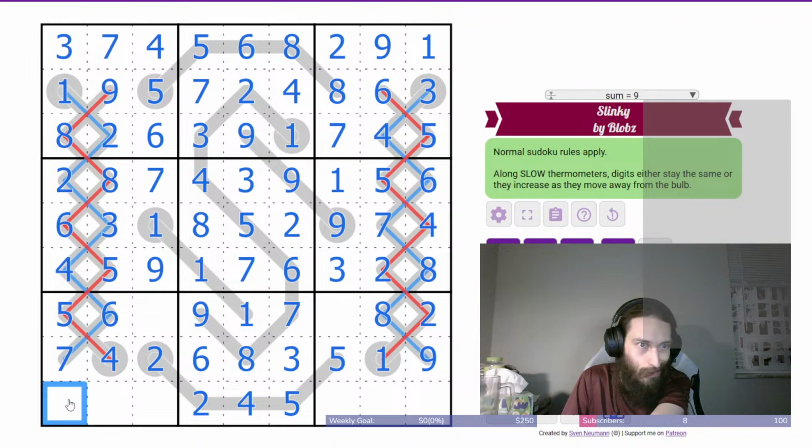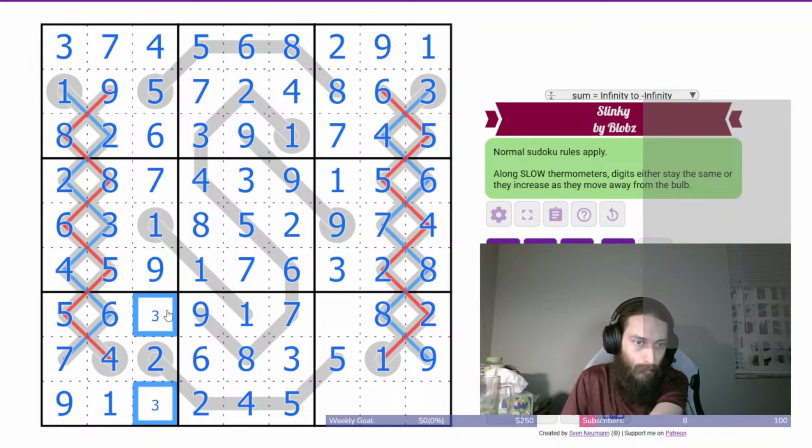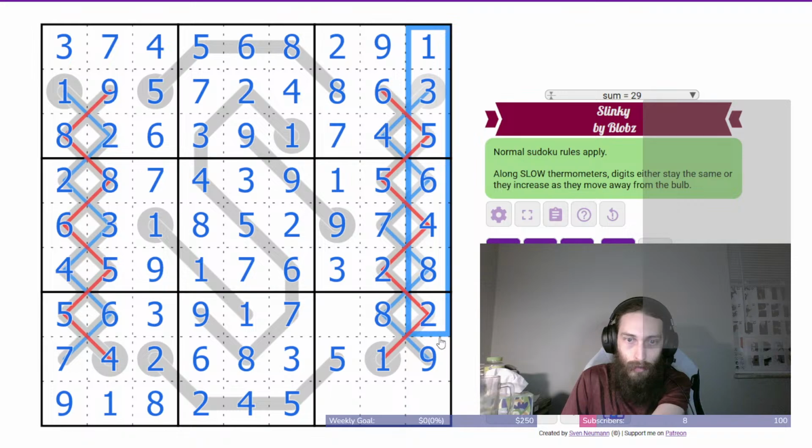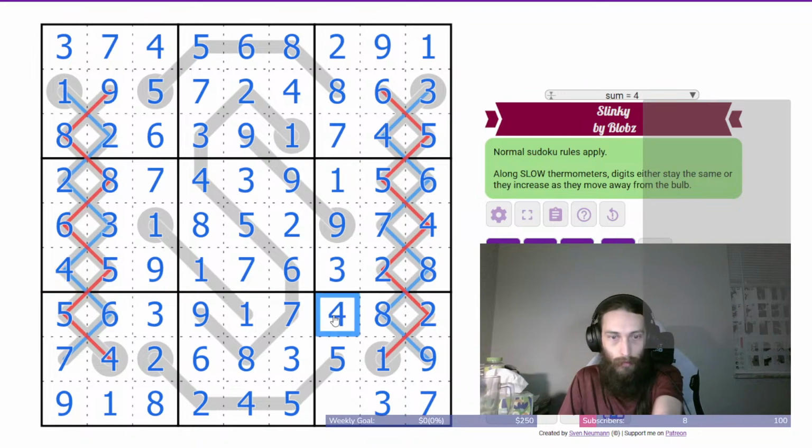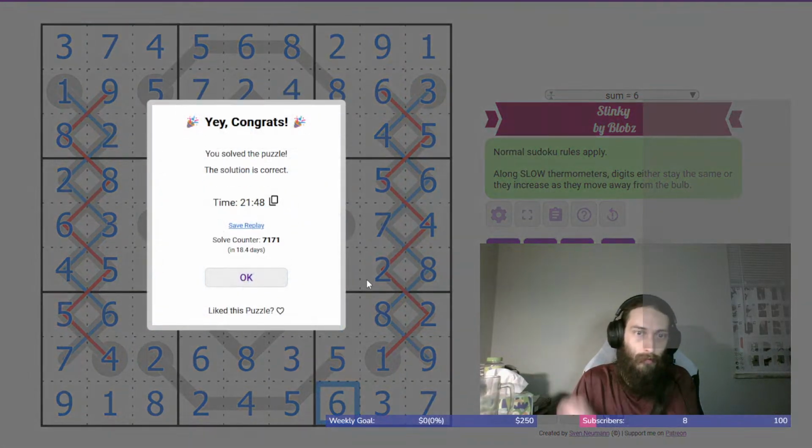I don't see a... I was going to say a 6, but that's a 6. 9 here. I don't see a 1. 2, I don't see a 3. Can be either. And 8. 3, 8. And then these two, 1, 2, 7. 3, 7. 2, 3. And 4, oops, goes here. And 6 finishes the puzzle.